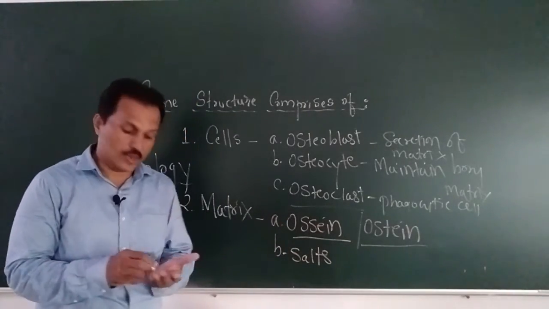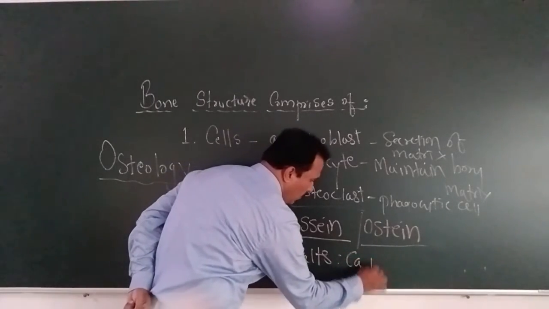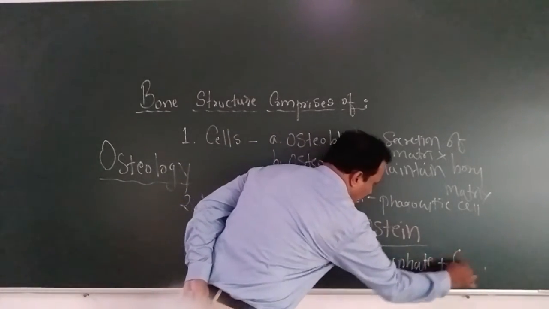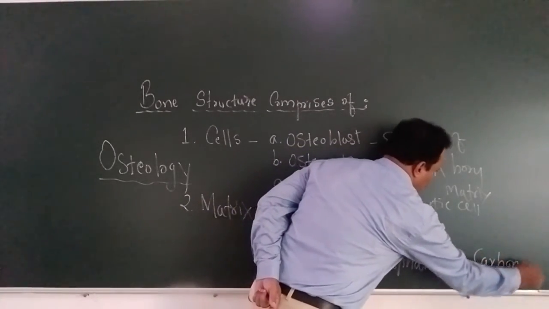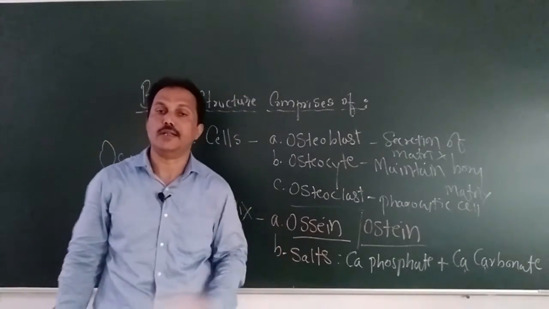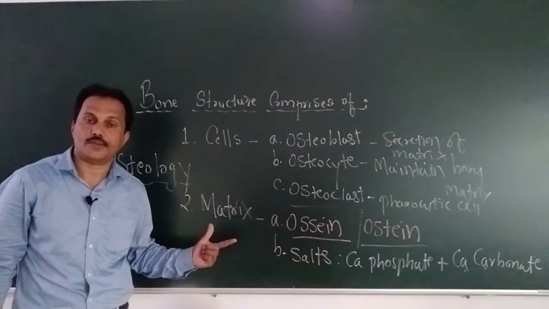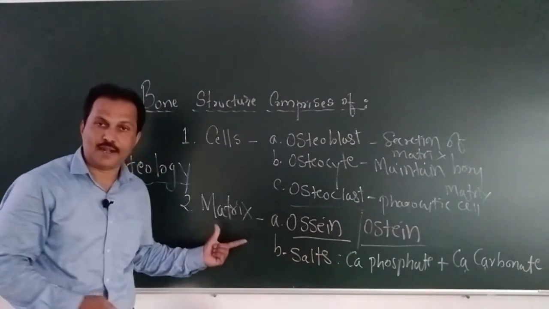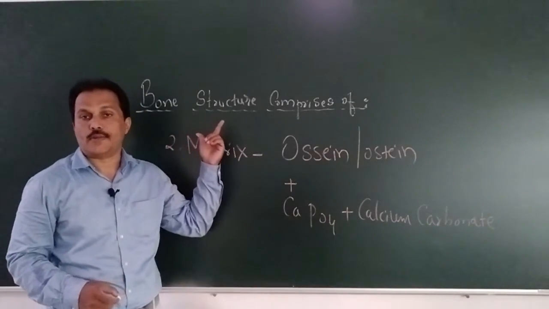Part is the salts, and in these salts it is mainly the calcium phosphate and calcium carbonate. These are the two important minerals which are deposited along with the ossein to form the matrix substance, the hardest matrix substance. We will see them in much more detail about this matrix.